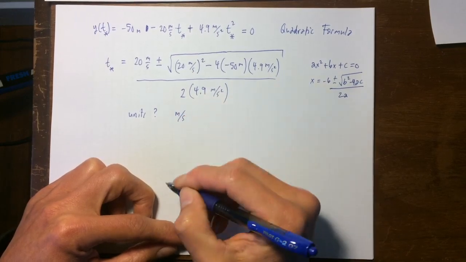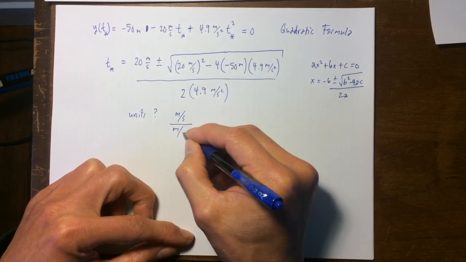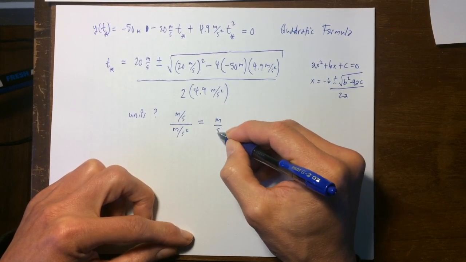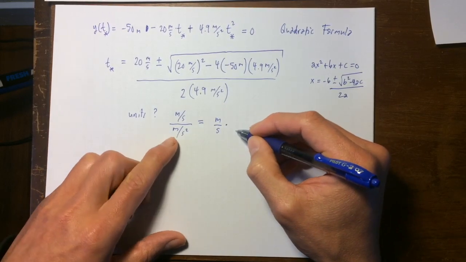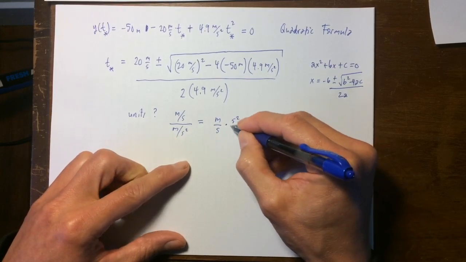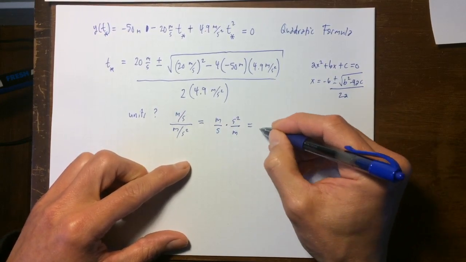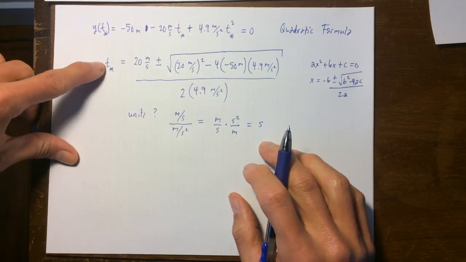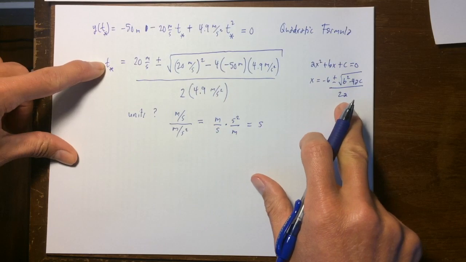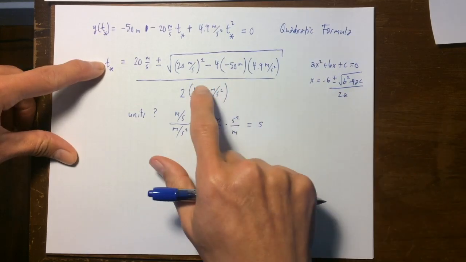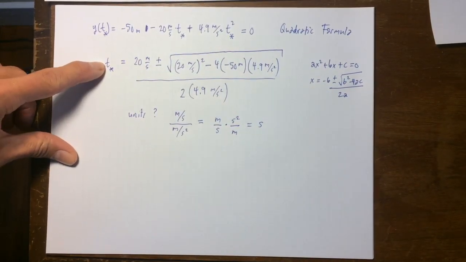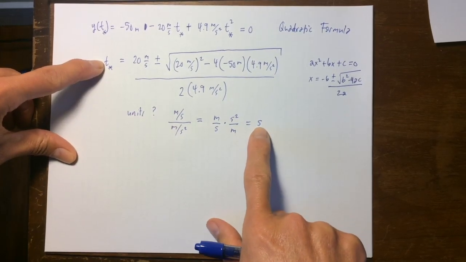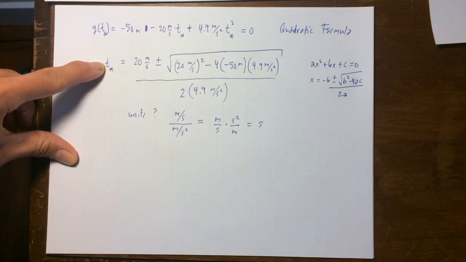So the top is meters per second, the bottom is meters per second squared. This is equal to meters over seconds times the inverse of the lower, so seconds squared over meter, and this is the second. The reason I think that's important is that I just used this weird, crazy quadratic formula, but the quadratic formula does the right thing with the dimensions and the units. I am solving for a time, and I had better have units of seconds. And so, yeah, out pops a second.